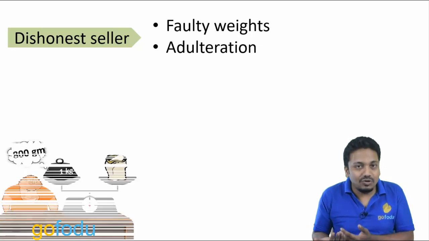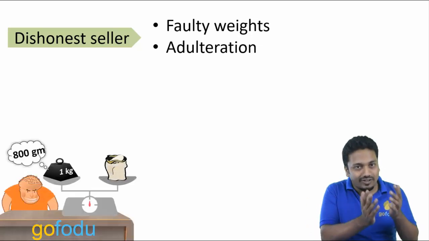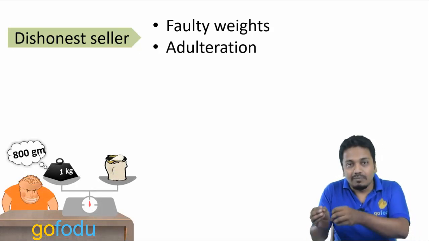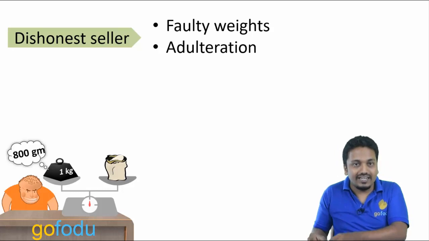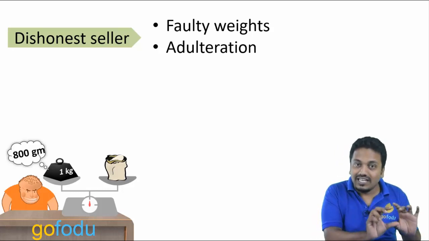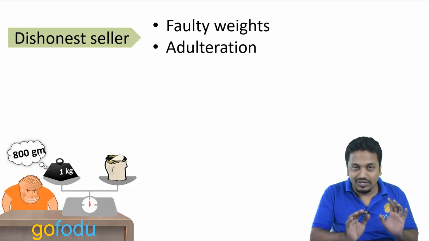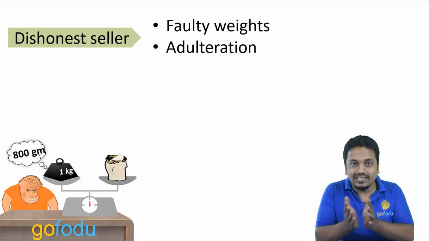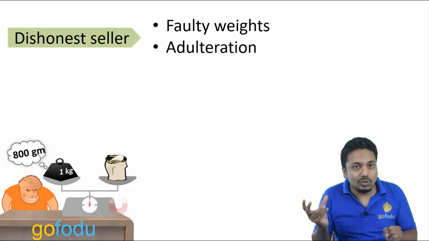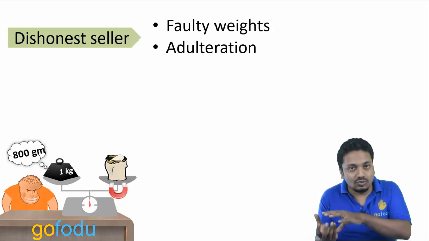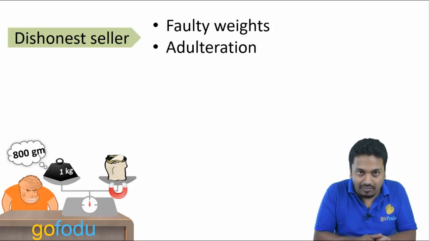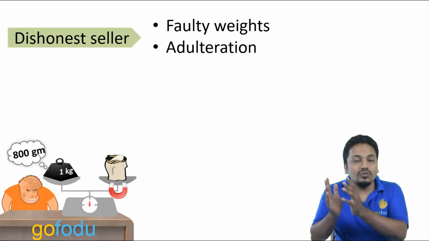In the faulty weight scenario, you are shown that you are getting 1 kg rice as there is a 1 kg weight kept on the balancing scale, but actually that weight is of 800 grams with a sticker of 1 kg pasted on it. So it appears to be 1 kg but actually it is 800 grams only. Or there can be a hidden 200 gram magnet attached to the bottom of the other pan, so that on adding 800 gram rice it becomes equal to 1000 grams.